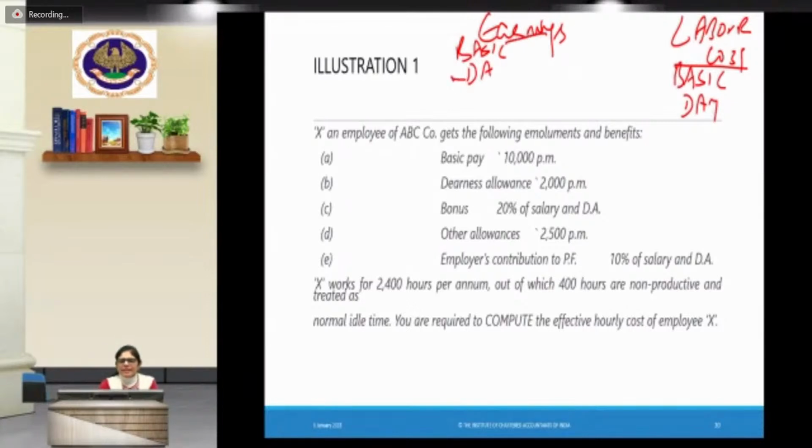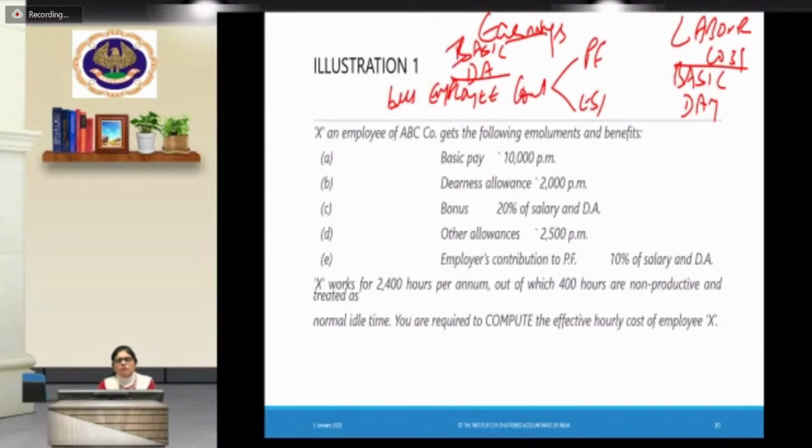So basic and DA, this is the total emoluments which the employee is receiving, less employee contribution. So here we take the employee contribution. Many students make this mistake when we calculate the earnings and the labor cost. When we are calculating the earnings, from total earnings, we have to deduct the employee contribution towards PF or ESI. All right. And the net salary is paid. So basic, then DA, less any deduction.